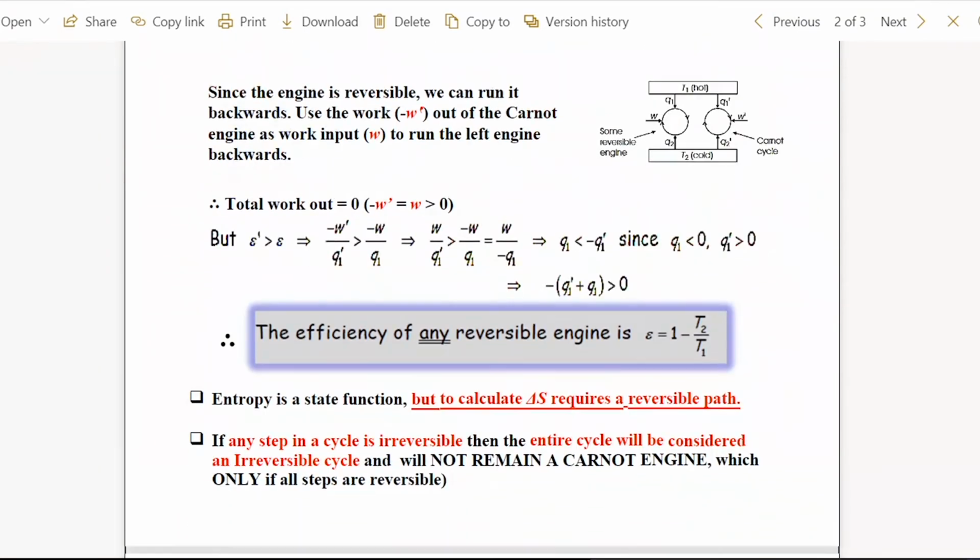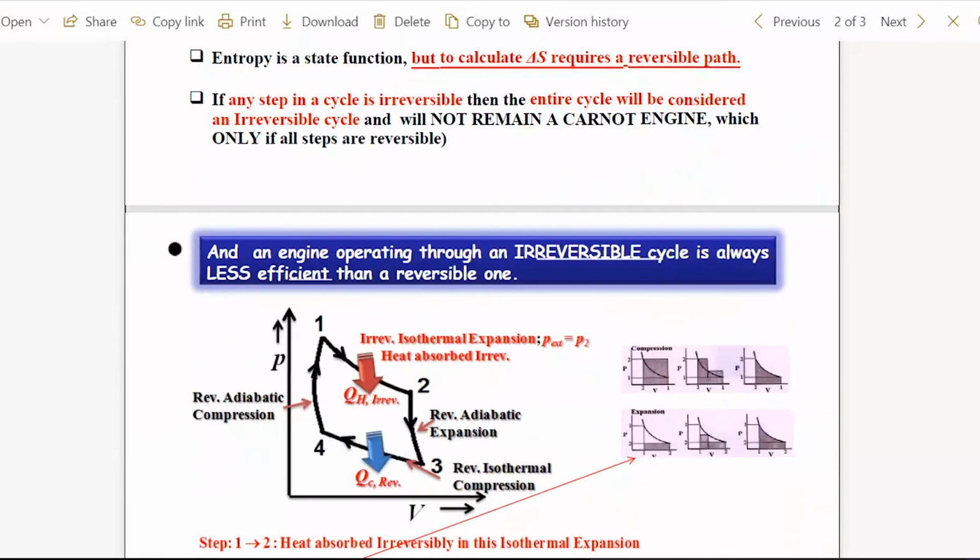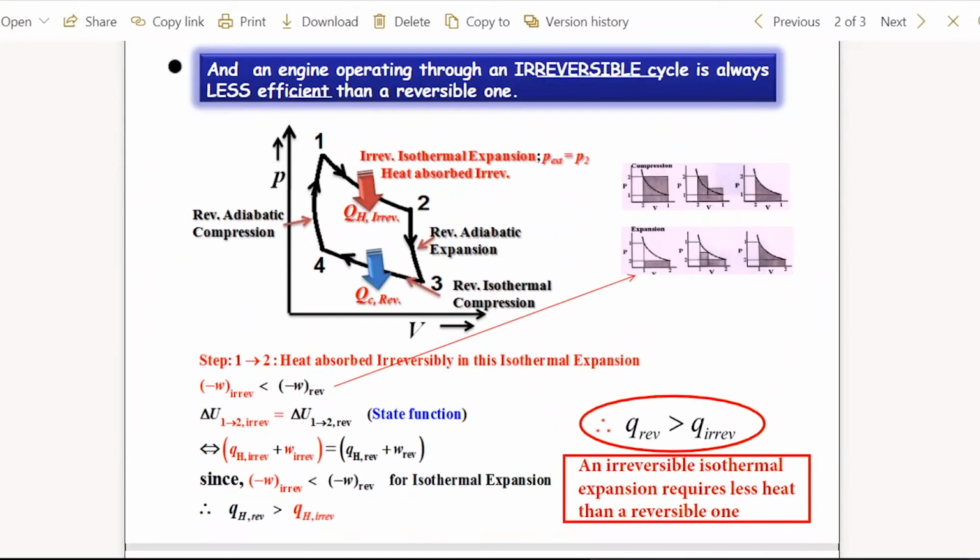I am going to skip that and move to a different topic. Now I've still not defined entropy. I've still kept my discussion to Q by T. So let us consider a system where this is the cycle which I have operated, and instead of all steps being reversible, I say let one of the steps be irreversible. This isothermal expansion I say is carried out irreversibly. The rest of the steps are reversible.